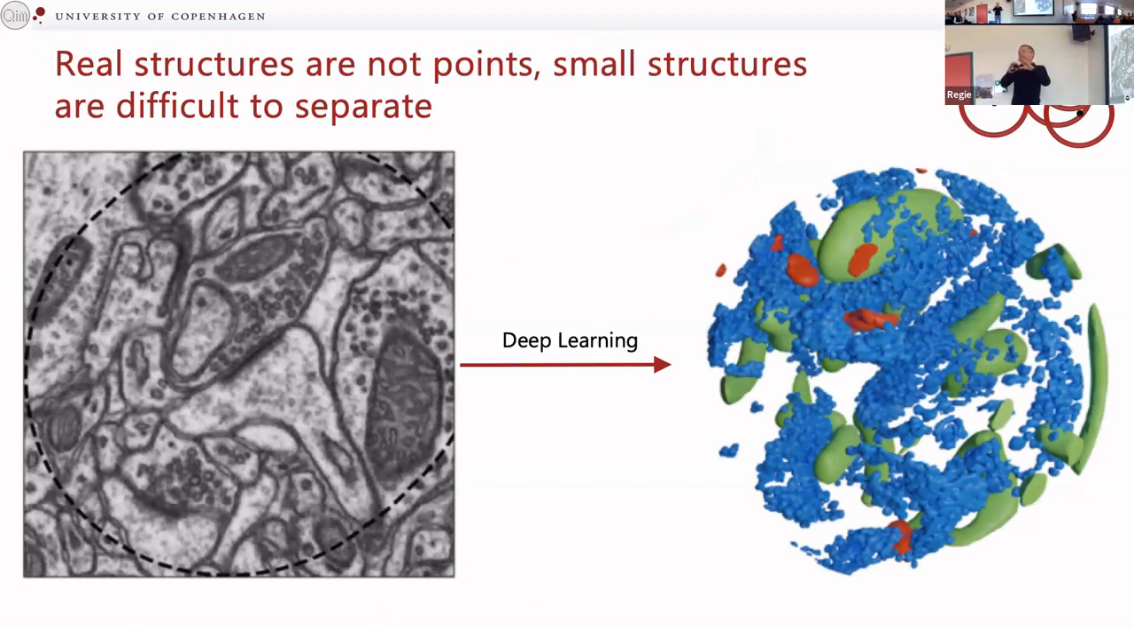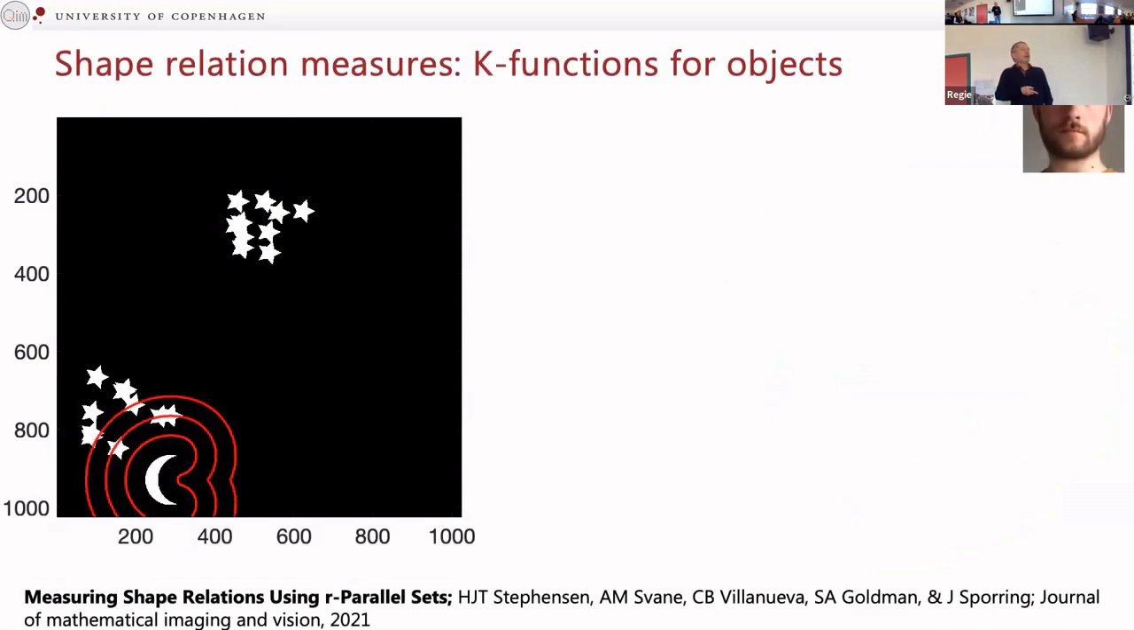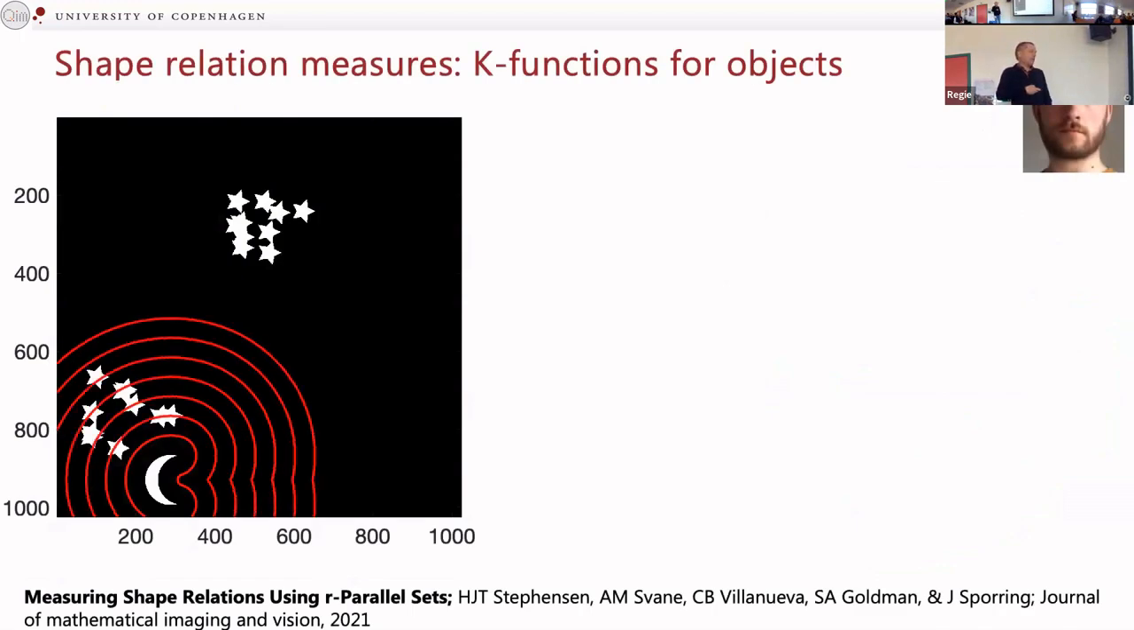The mitochondria, they're really very sausage-like. They're long, and maybe they even have bifurcations, etc. So the next thing was to look at how can we, with simple means, extend this methodology to shapes. And this is what Hans worked on for a while.